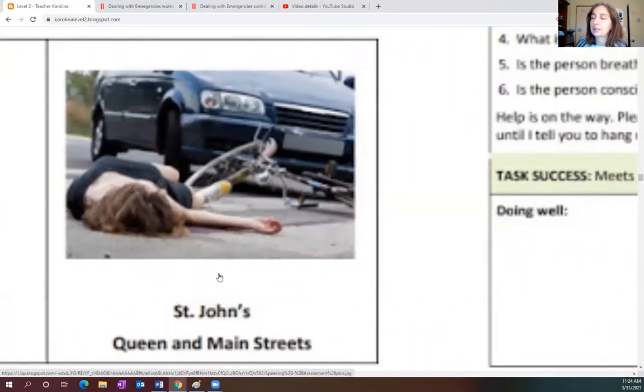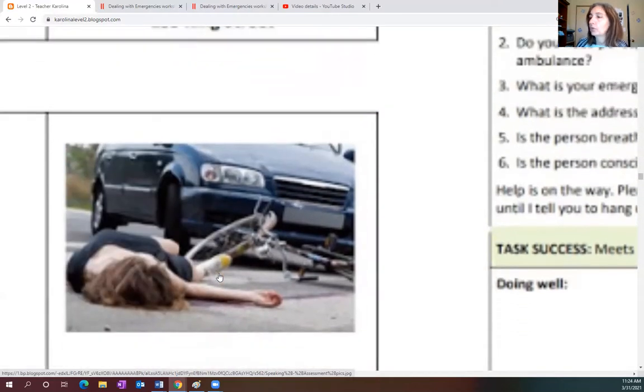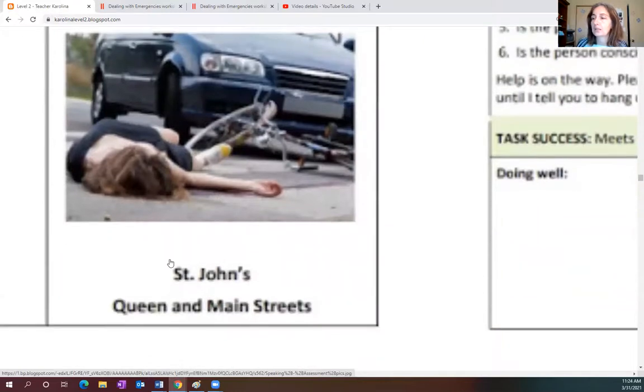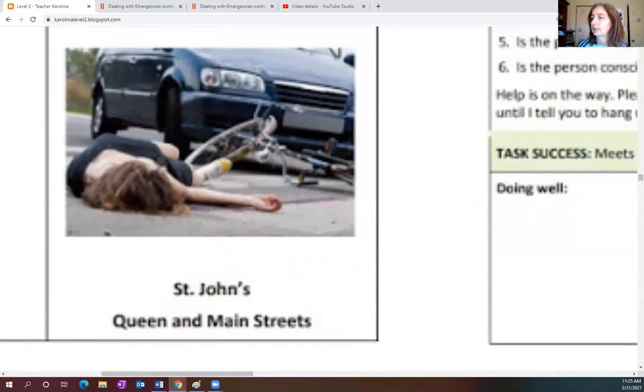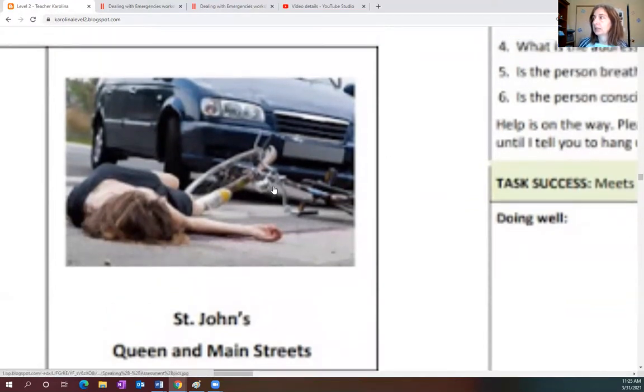Okay, so I will say 911 for which city? And then you say St. John's. And I say police, fire, or ambulance. And then you will tell me ambulance for this picture. Okay. And then I will ask, what's your emergency? And then for this picture, you will say a woman was in an accident. And then I will ask you, what is the address? And then you say Queen and Main Street.